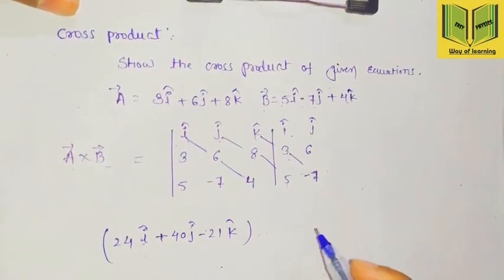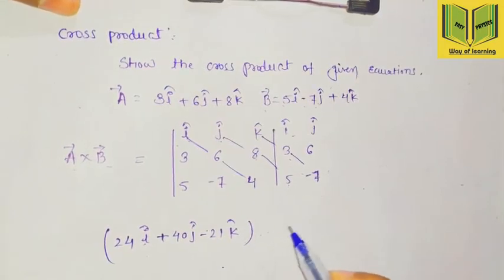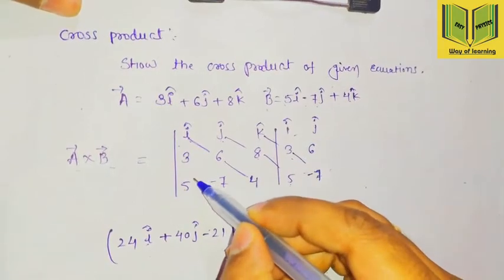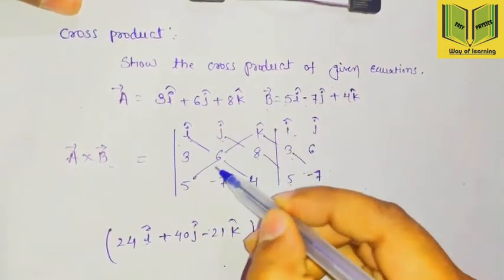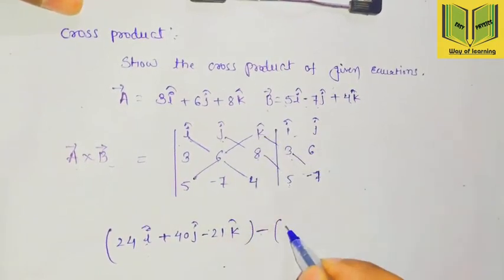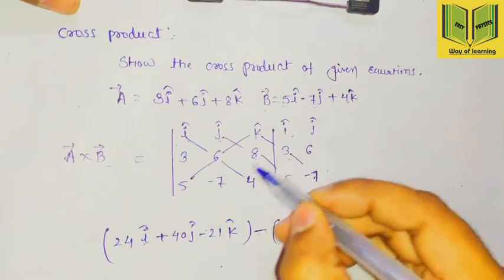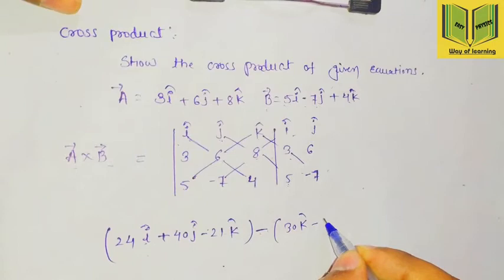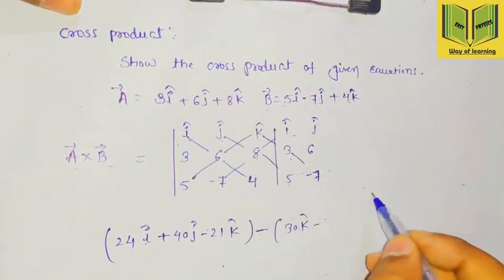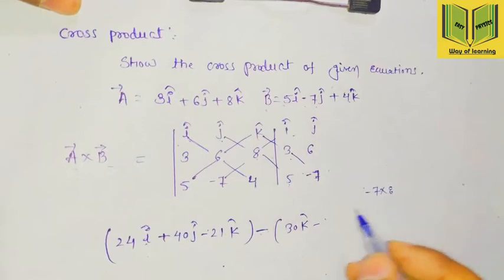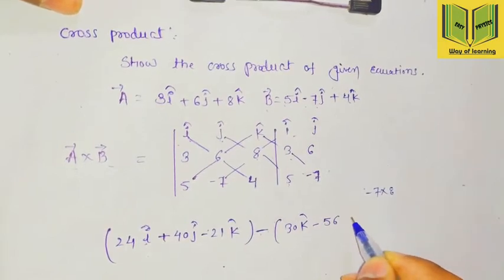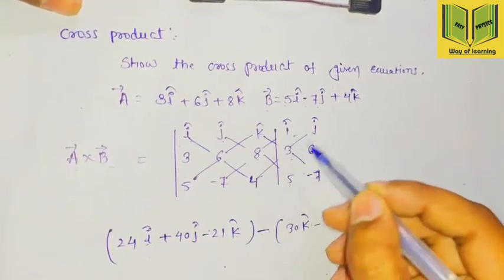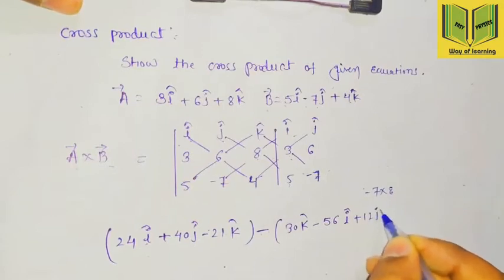This is first, and the second one we apply minus, and we move in this line. This is k, 6 times 5, 6k means 30k, minus 7 times 8 i means 7 cross 8, means 56 i, and in this line, 12j plus 12j.